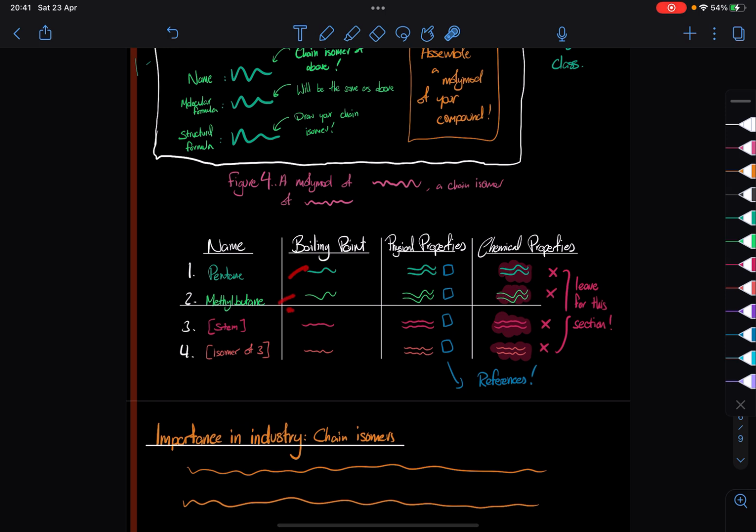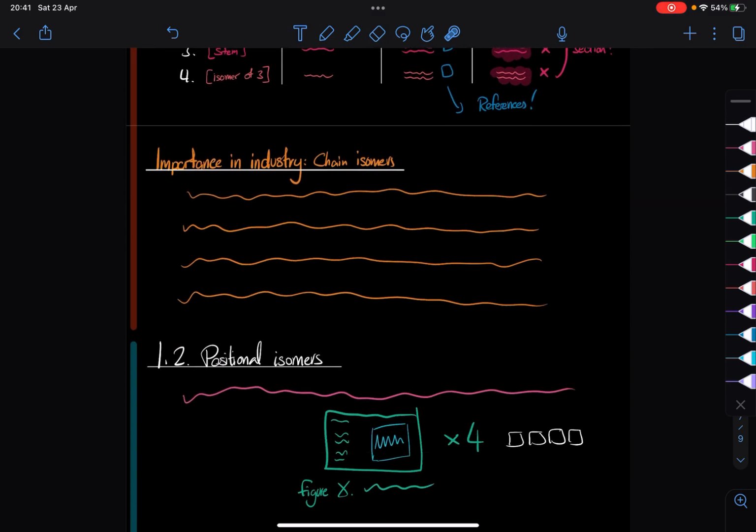The boiling points can all be Googled. Once you know the name, just Google the name, what's the boiling point, stick that in there, and then you've got physical properties with a reference. Finally, the importance of industry in chain isomers, and I'm going to show you how to put together that.